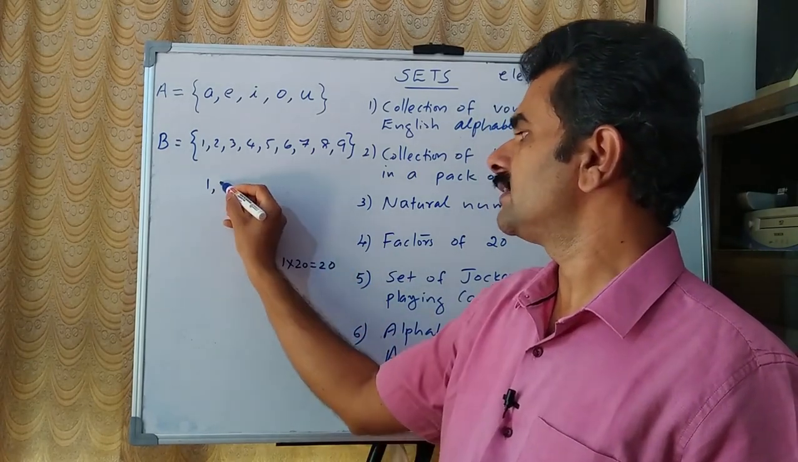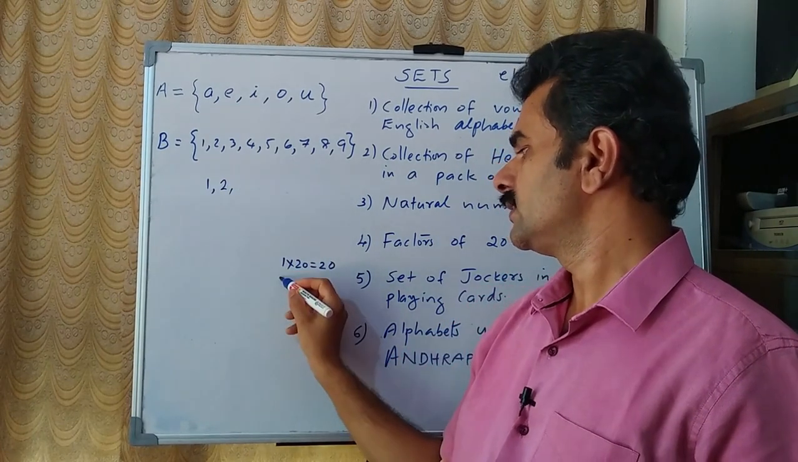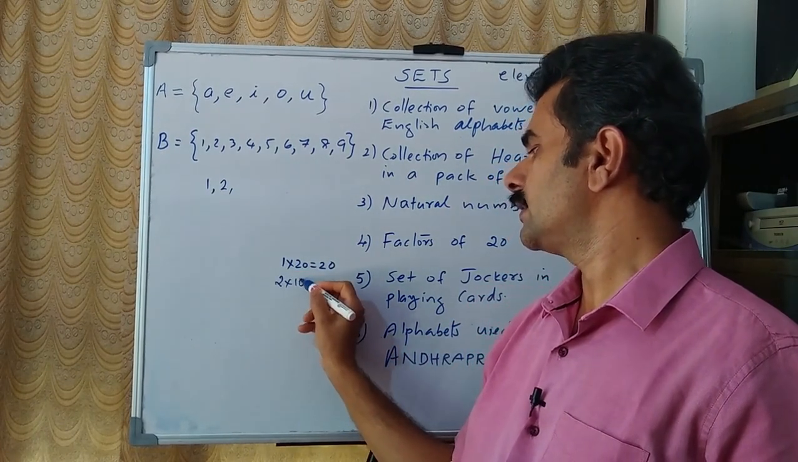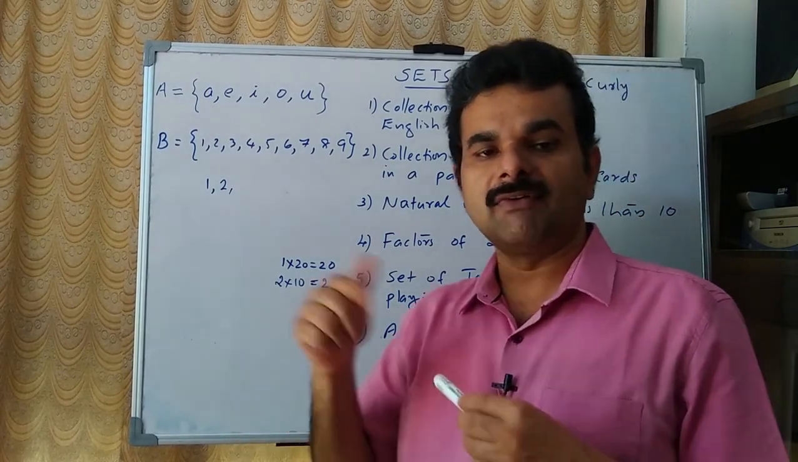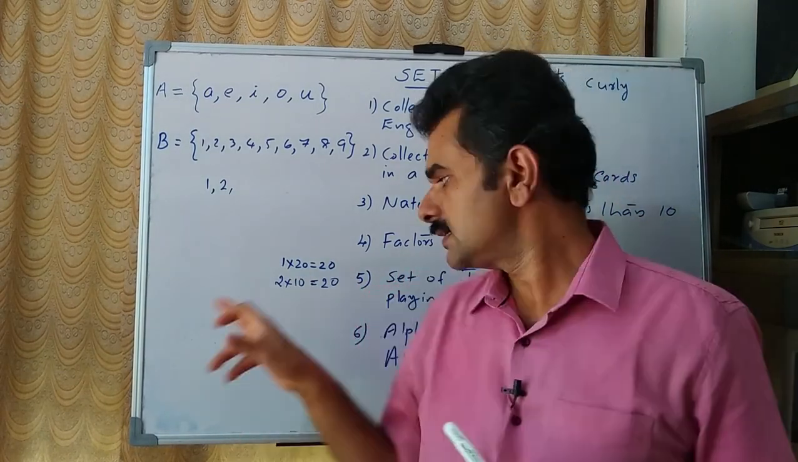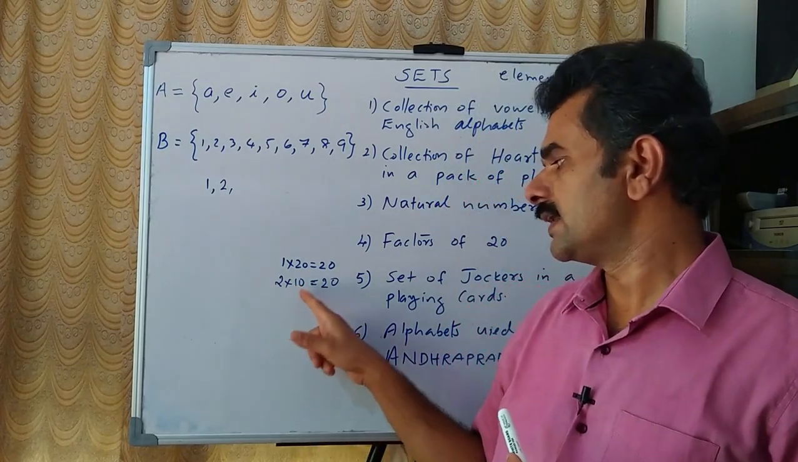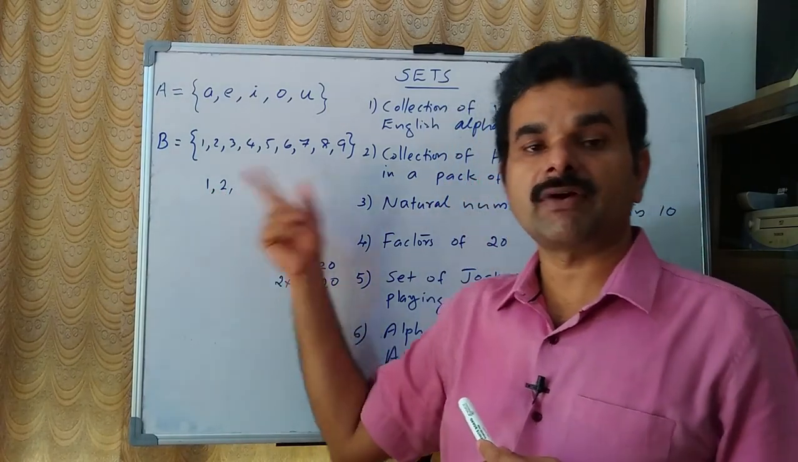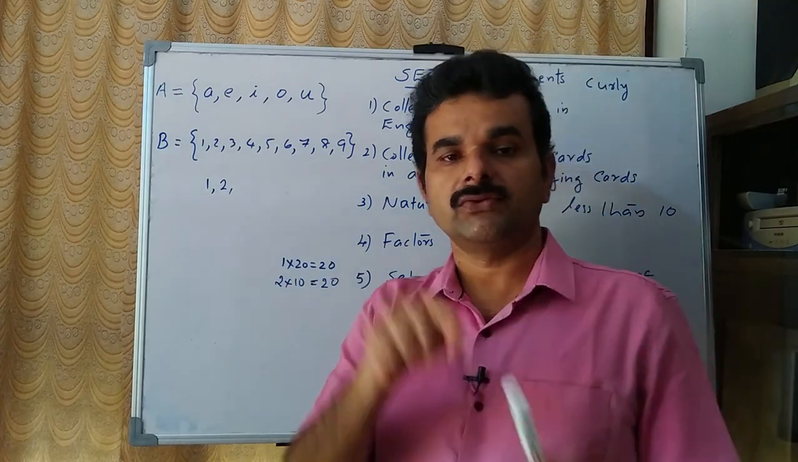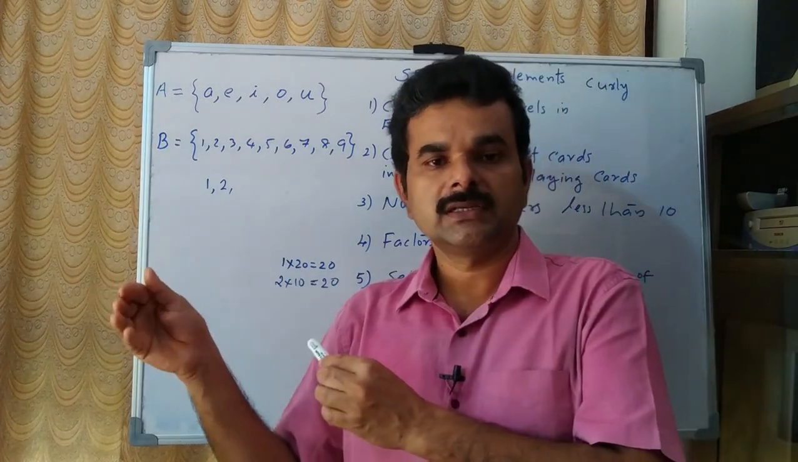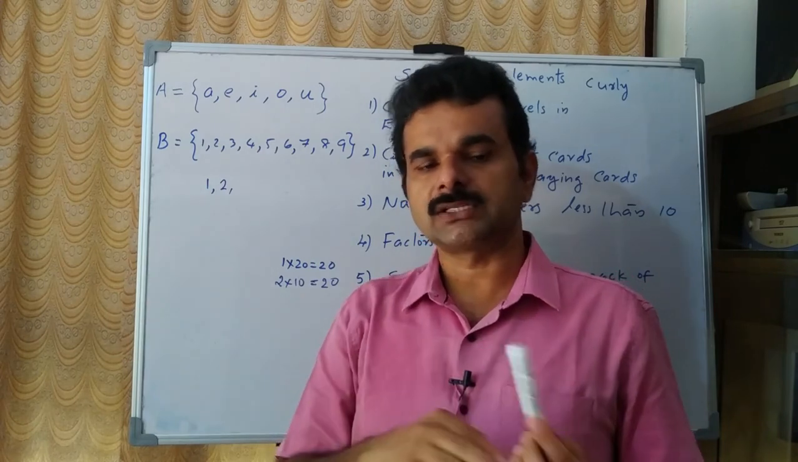Similarly 2 is a factor of 20. Why? 2 into 10 is equal to 20. Or when 20 is divided by 2, answer will be what? 10. So 2 into 10 is equal to 20. 2 is another factor of 20. Is 3 a factor? No. 3 into what equal to 20? There are no answers, isn't it? So 3 is not a factor.